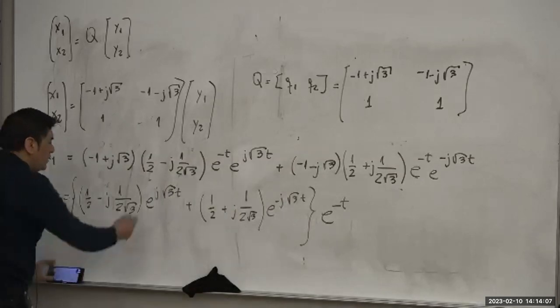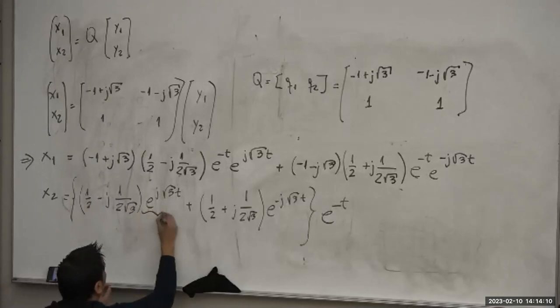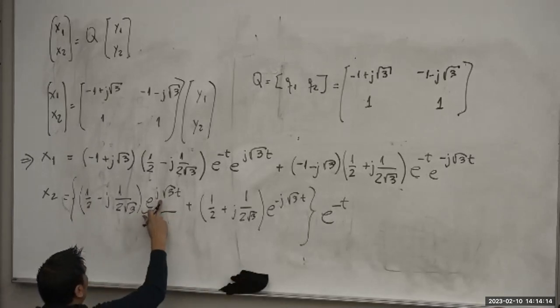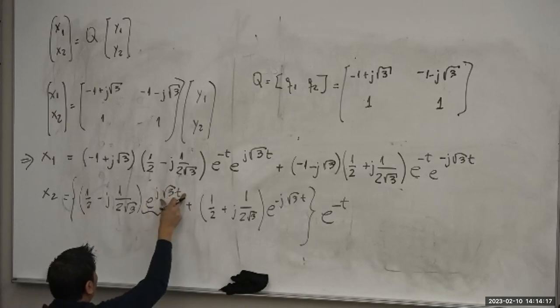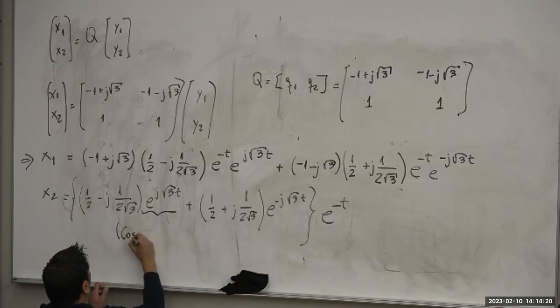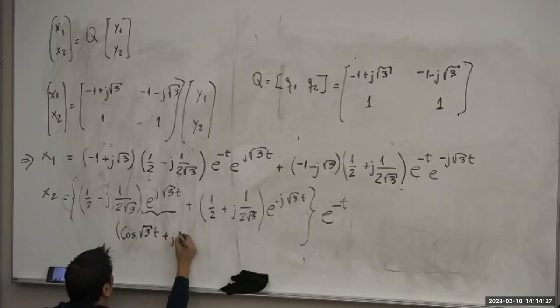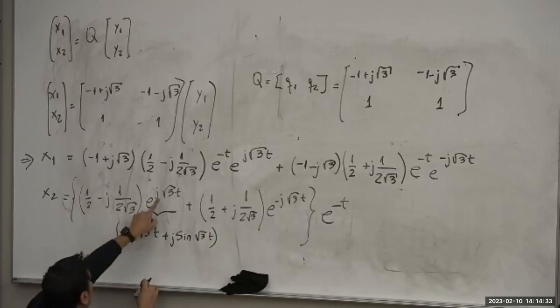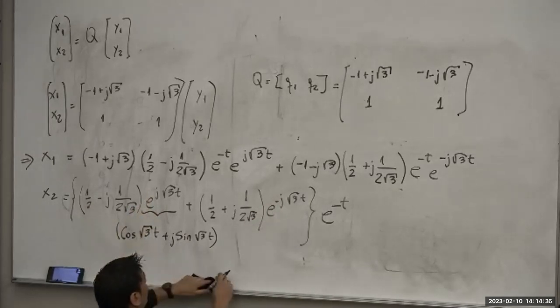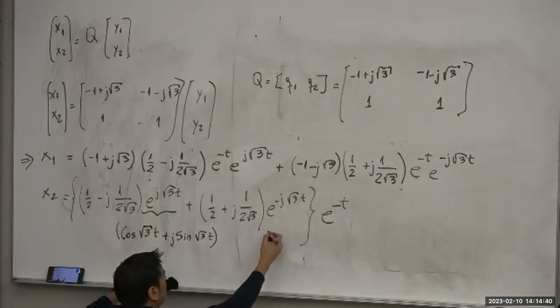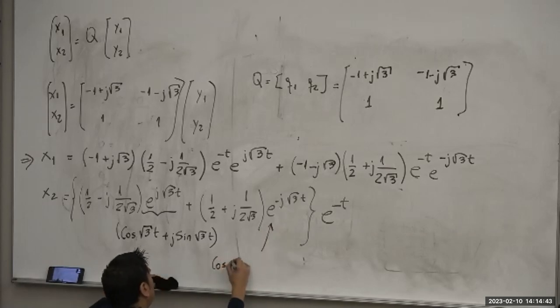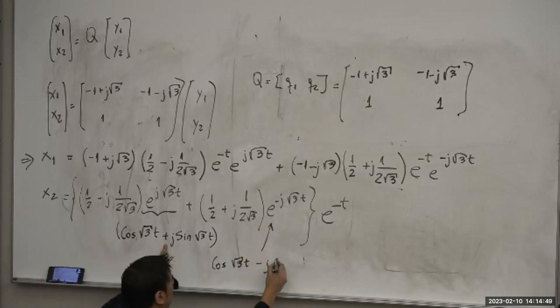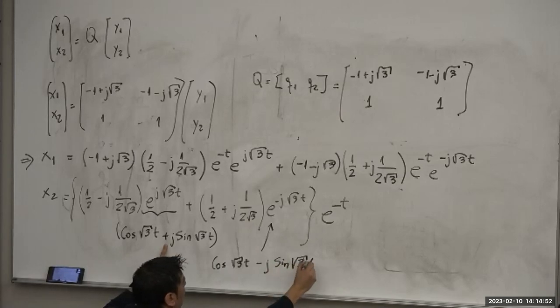So what can we do here? One thing we have to do is to use the Euler identity for this term, which is exponential of j square root of 3t, is going to be nothing else than cosine of the square root of 3t, plus j sine of square root of 3t. For the other case, because here you have negative j, you will have something similar, but the second term will be negative j sine of square root of 3t.